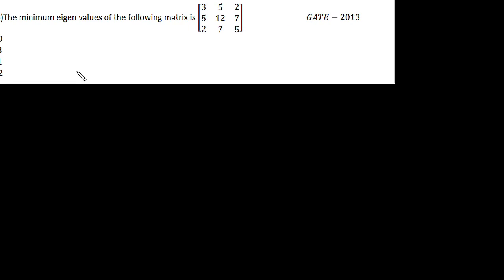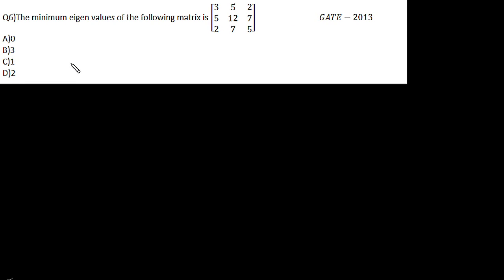Question 6 asks for the minimum eigenvalue of the following matrix. We have to solve the characteristic equation of this matrix and equate the determinant to 0. From there we get a polynomial in terms of lambda, and we solve for lambda to get the minimum eigenvalue. So first let's form the determinant.